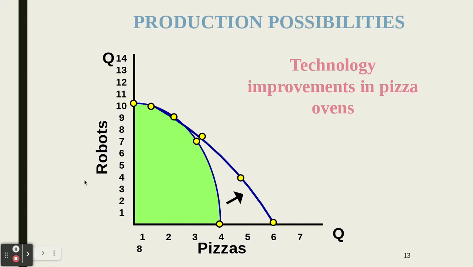Doesn't mean they're going to produce fewer robots. It just means they can't produce any more than what their maximum efficiency is already. So if the max they can produce is 10, if they put 100% of their resources into robots, these pizza ovens are not going to make them produce more robots. It doesn't mean they're going to produce fewer robots, it just means they can't produce any more. But they could definitely make more pizzas if technology improved. So we see that graph shift to the right here for just pizza.